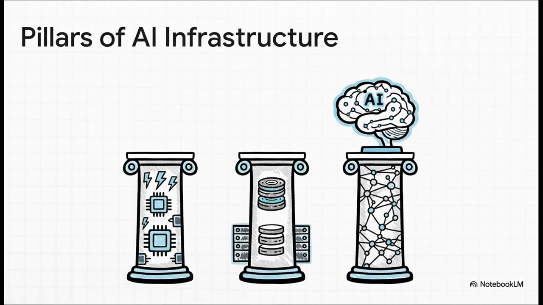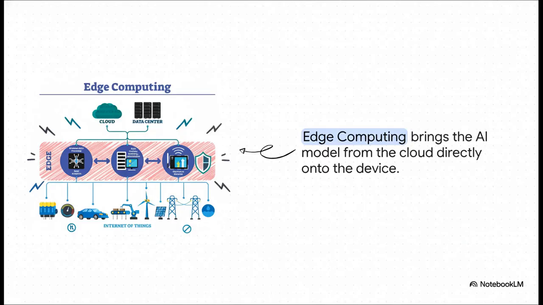For any leader, this is a huge takeaway. Your AI infrastructure rests on 3 pillars. First, compute. That means specialized chips like GPUs and TPUs. Second, storage. Massive, super-fast systems to feed these data-hungry models. And third, networking. Ultra-fast connections so all those chips can work together like one giant brain. But here's the thing. That infrastructure doesn't always have to live in the cloud. Sometimes you need it right there, in the user's hand. That's edge computing. By running the AI model directly on the device itself, you get incredible speed, way better privacy, and it can work when you're offline.